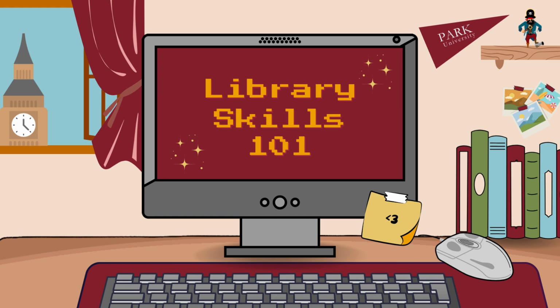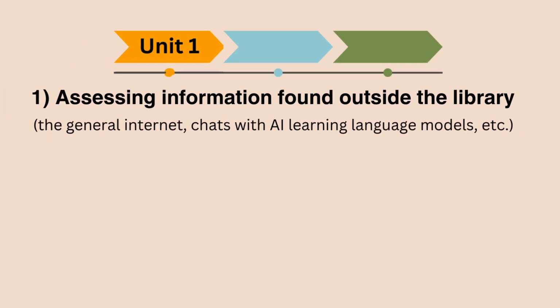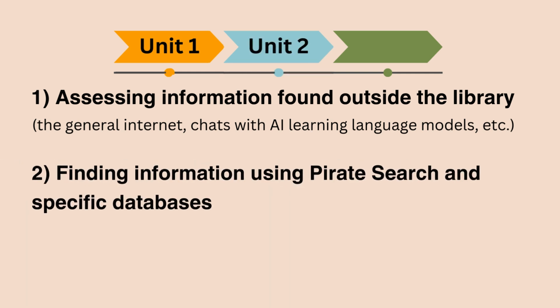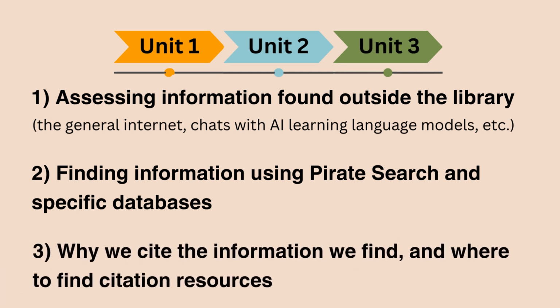Through this video series, through 3 units, we will discuss why and how to assess items we find on the internet and through chats with AI language learning models, how to find items in Park's online library using both Pirate search and specific databases, and why we cite items we use when researching and where to find our citation resources.